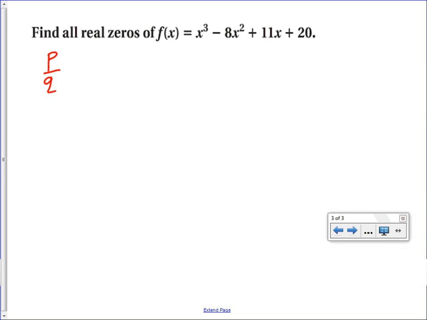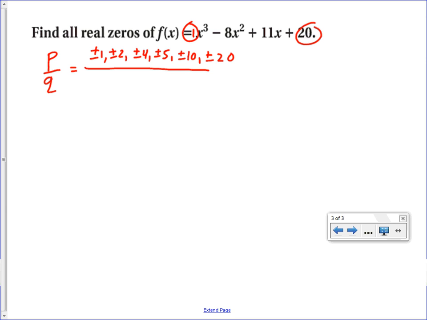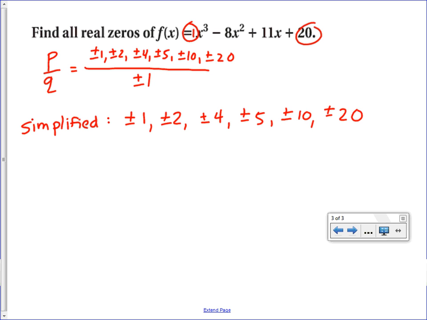P for this, factors of 20. So the factors of 20 include plus or minus 1, 2, 4, 5, 10, and 20. And Q for this function are the factors of 1 again, so just plus or minus 1. So our simplified list is going to just be all of the numbers on top over 1. So nice whole numbers. We don't have to do any fractions. 5, 10, and 20.